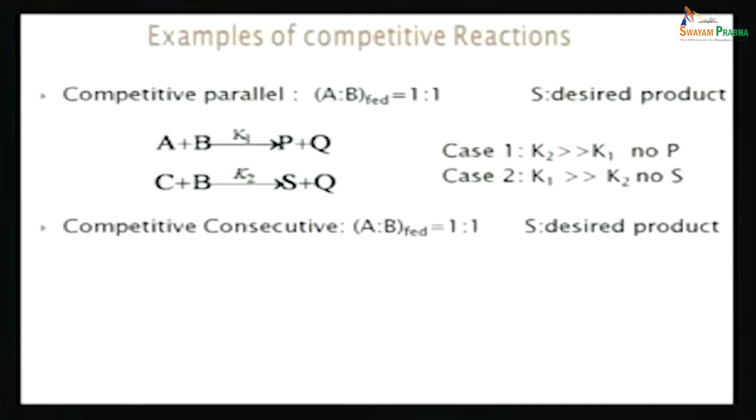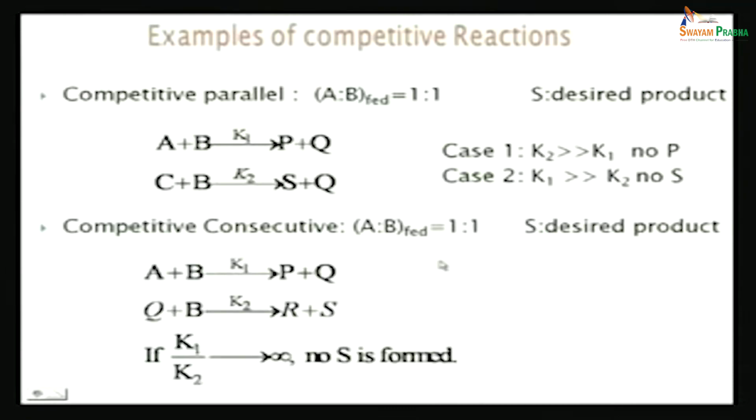Okay, and this is the reason I went into such detail about this, because these are things that we need to understand. So the second reaction is a competitive consecutive type reaction. Here what you do is use A and B as feed, 1:1 feed, and again S is the desired product. The difference, as you see over here, is that A plus B gives P plus Q, and it's a product that reacts. If you compare the first one and the second one, what's the difference?